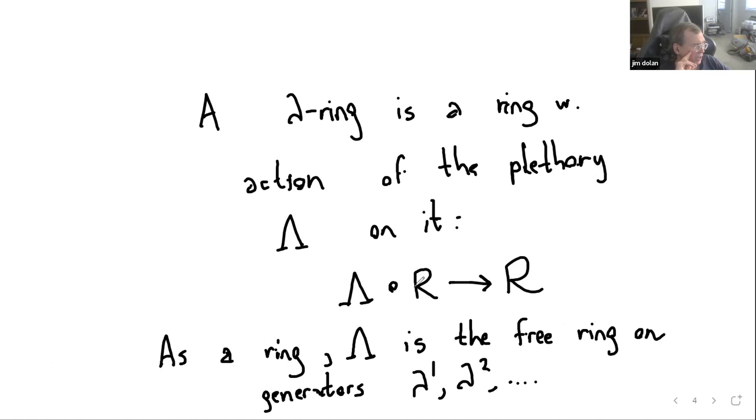Okay, go ahead. So you can just treat lambda as a biring, and then you tensor it with this ring, and you get a ring, tensoring in this funny way. And so you could just ask that this is a ring map, and then I think R would be a pre-lambda ring. You could ask that this is actually an action of the plethory lambda. And then I think R becomes a lambda ring.